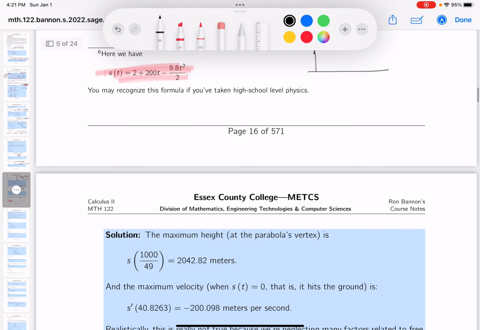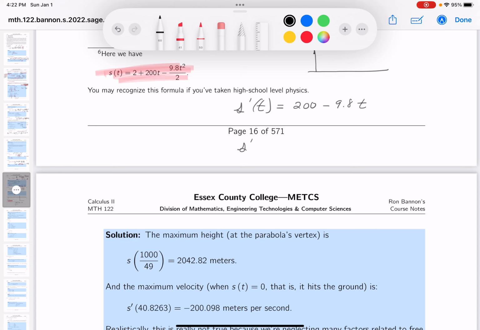And I know it's difficult, but I want to write this down for you. So I'm going to write down S prime of T is going to be 200 minus 9.8 T. All right? Now I want to point out the bullet's fired and it's going to continue to move up, and then it's going to stop. So the question is, when it stops, that's the maximum height. So when does it stop?